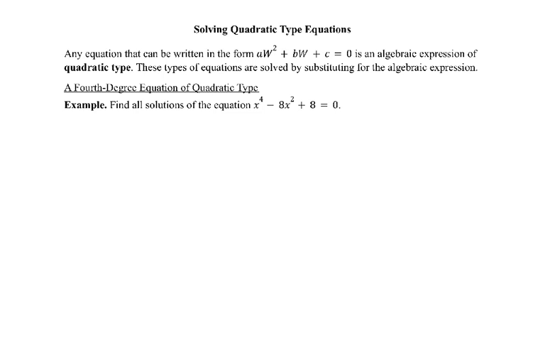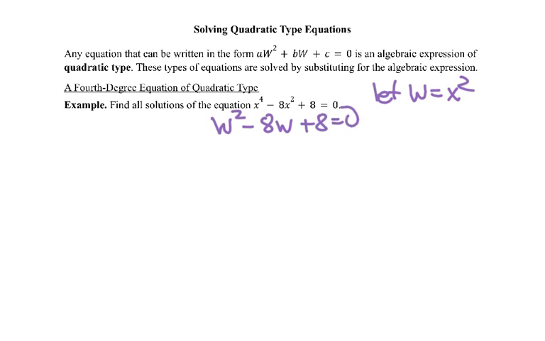But remember, on the side over here, we could say, let's let w equal x squared. And we can now rewrite this problem. This problem will become x to the 4th is really w squared, minus 8x squared we could change to 8w, plus 8 is equal to 0.